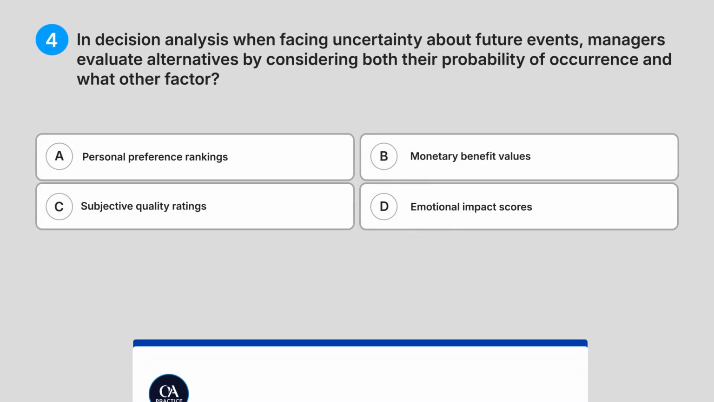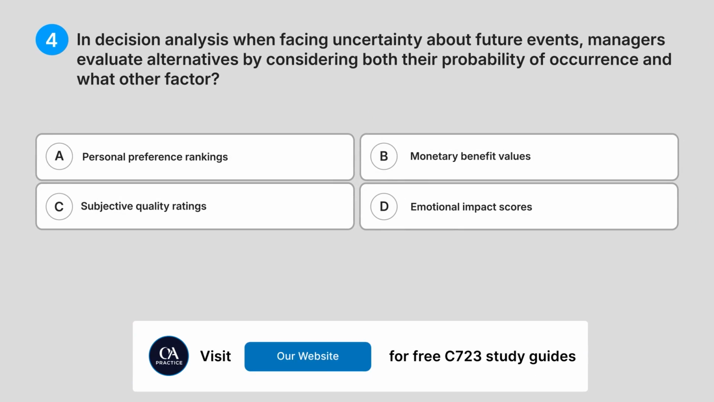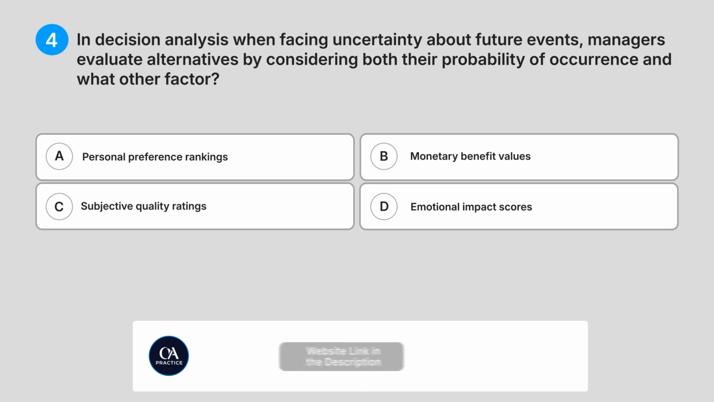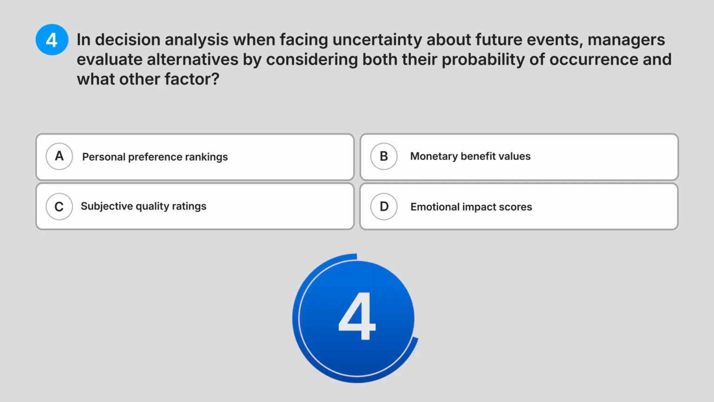4. In decision analysis, when facing uncertainty about future events, managers evaluate alternatives by considering both their probability of occurrence and what other factor? A. Personal preference rankings. B. Monetary benefit values. C. Subjective quality ratings. D. Emotional impact scores. Do you know the answer?